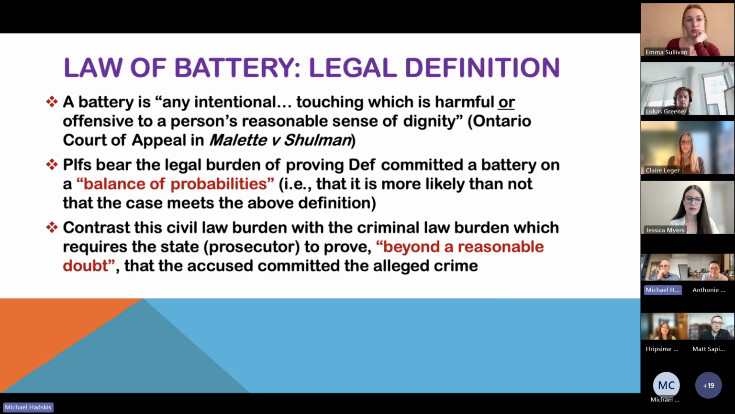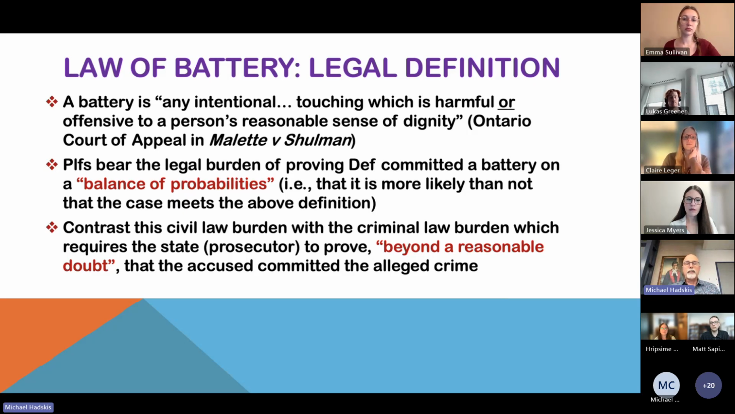Okay, and we're going to return to the case in a minute. But first, a little bit on the law of battery. So, at the top of your slide here, you're going to see a definition of battery given by Millett and Schulman. And this is from the Ontario Court of Appeal. By the way, this is still good law. As I said, you will study Millett and Schulman, and this definition will be a definition you want to pay attention to. So, a battery is any intentional touching which is harmful or offensive to a person's reasonable sense of dignity.